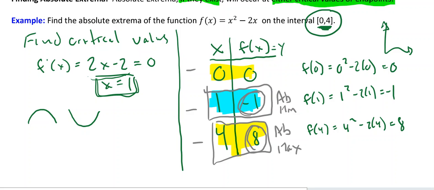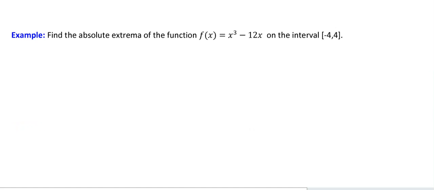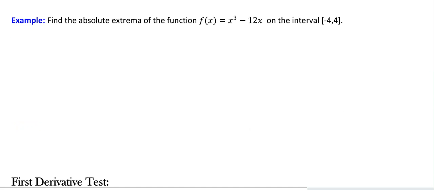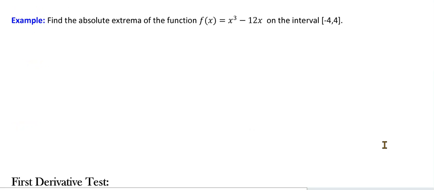Let's do one more example. We have x cubed minus 12x on the interval from negative 4 to 4. First of all, let's find the critical values. The derivative is 3x squared minus 12. There's no place where the first derivative is undefined, so we set it equal to 0. We have 3x squared equals 12, x squared equals 4, so x equals plus or minus 2.